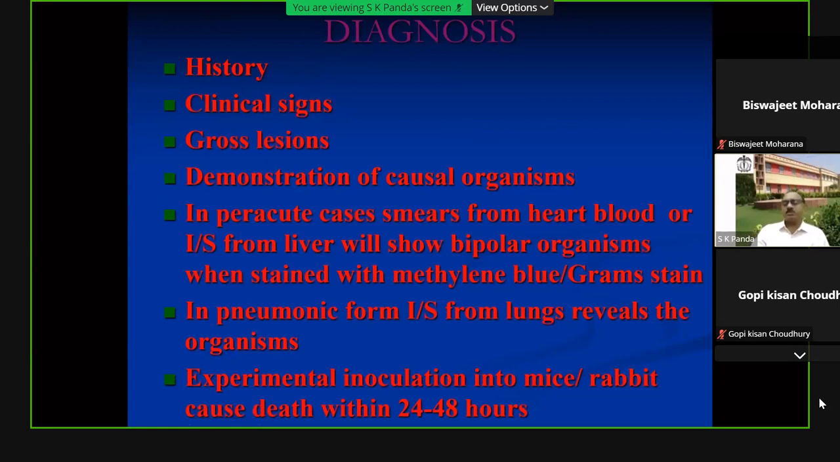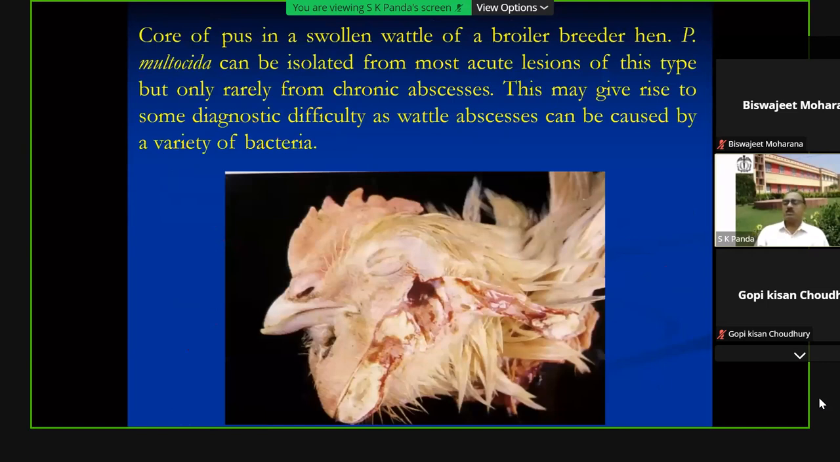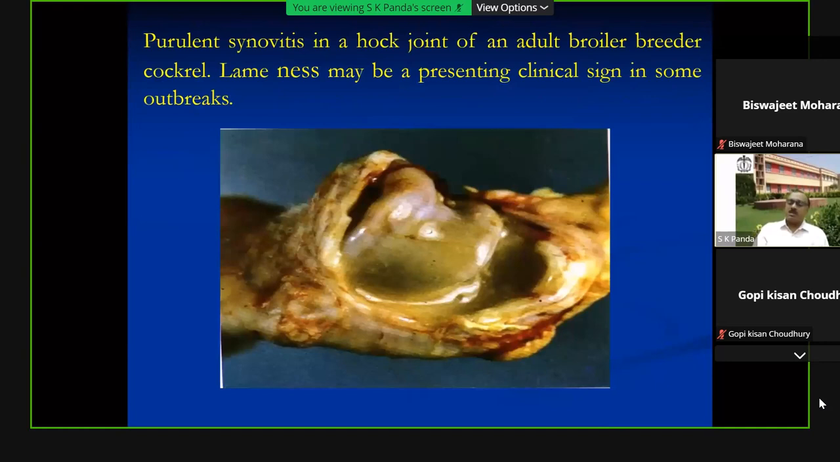So this is swelling of the wattles. But this is also swelling of the wattles. If you open it, you will find pus. In a coryza case, you will not find pus, you will find fluid. But here you will find some suppurative fluid. It is a wattle abscess. And purulent also, purulent synovitis. In the earlier case, you found fluid in the hock joint, but here you will find purulent fluid in the hock joint. So you can also very clearly differentiate.